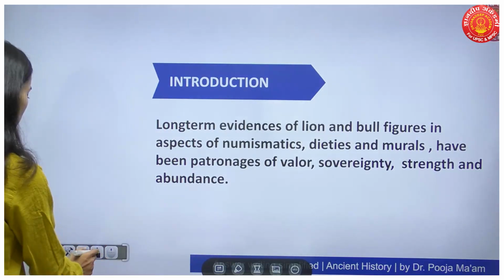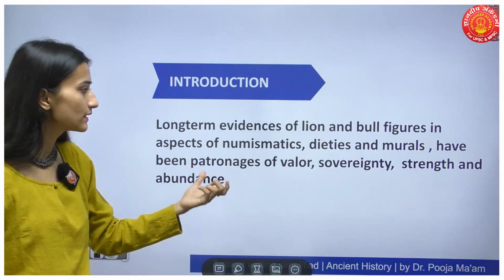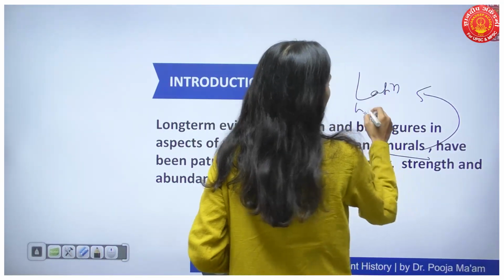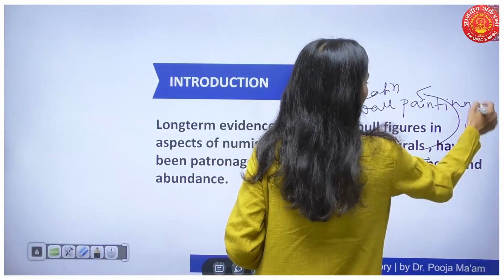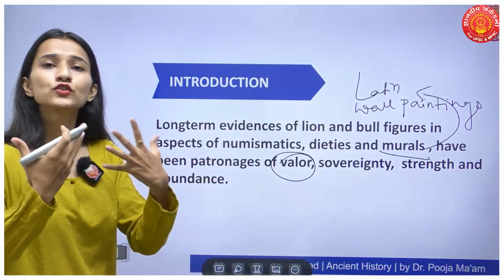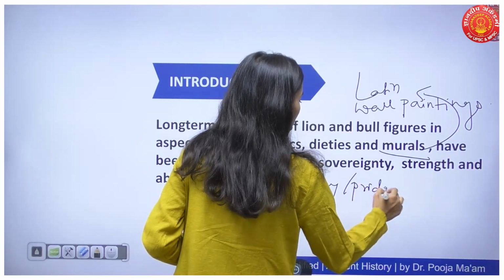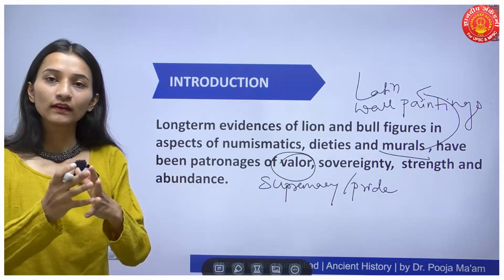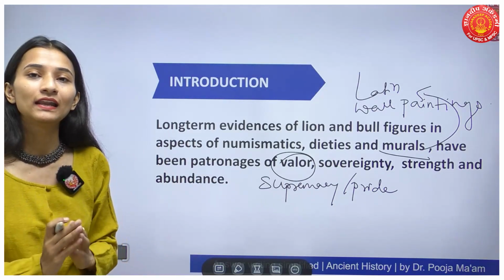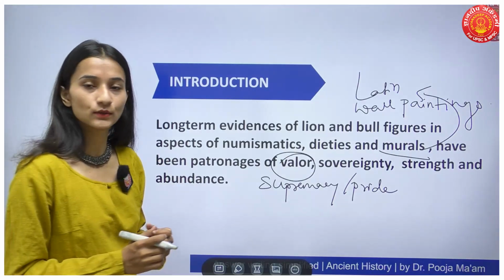the question. So introduction मध्ये पहा, long term evidences of lion and bull figures in aspect of numismatics, that is in the form of numismatics, deities which are worshipped, and murals. Now here mural is a Latin word which means wall paintings. Have been patronages of valor, that is what is meant by showing or forecasting valor, that is the supremacy, or you can say pride, sovereignty, strength and abundance. So ह्या इंट्रोडक्शन मध्ये तुम्ही ब्रीफली सांगितलं की जे लायन आणि बुल फिगर्स जे आपल्या आर्किटेक्चर मध्ये किंवा वेगवेगळ्या आर्ट फॉर्म्स मध्ये पोर्ट्रे केले गेले आहेत ते काय सिग्निफाय करतात किंवा ते काय पोर्ट्रे करत आहेत त्या ठिकाणी. They are symbols of sovereignty, strength and abundance. Is it okay?